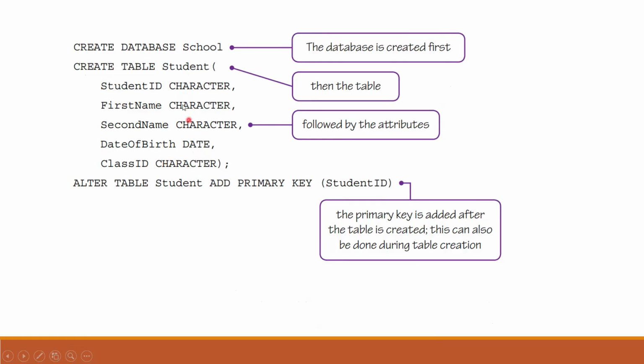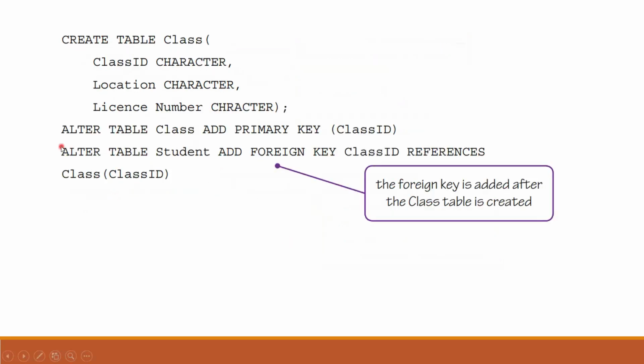Now remember, each table must have a primary key. That's why you can write the command alter table students add primary key student ID. It means that you will add this primary key after the table is created. This can also be done during the table creation. Now these statements, for example, are if you want to add a primary key. How about if you want to add a foreign key? Example like this.